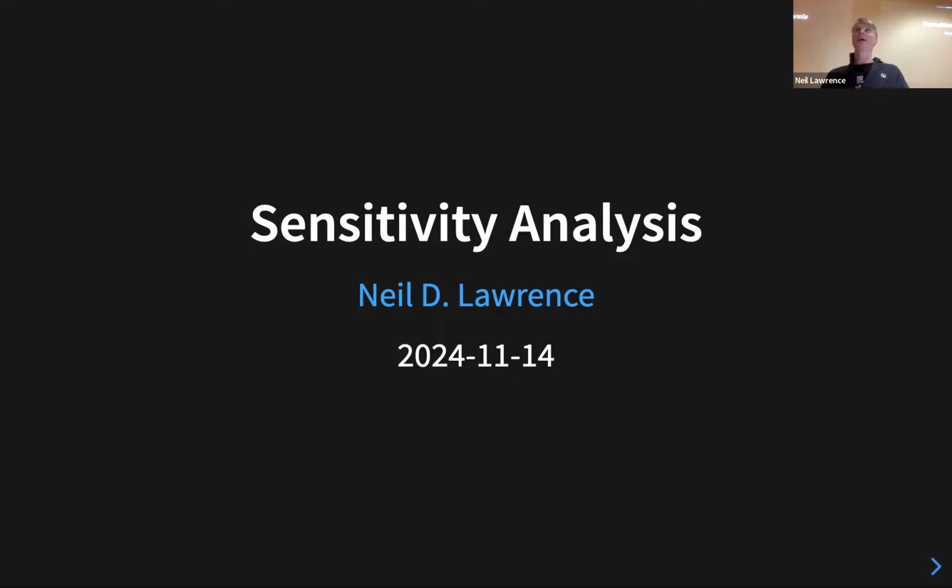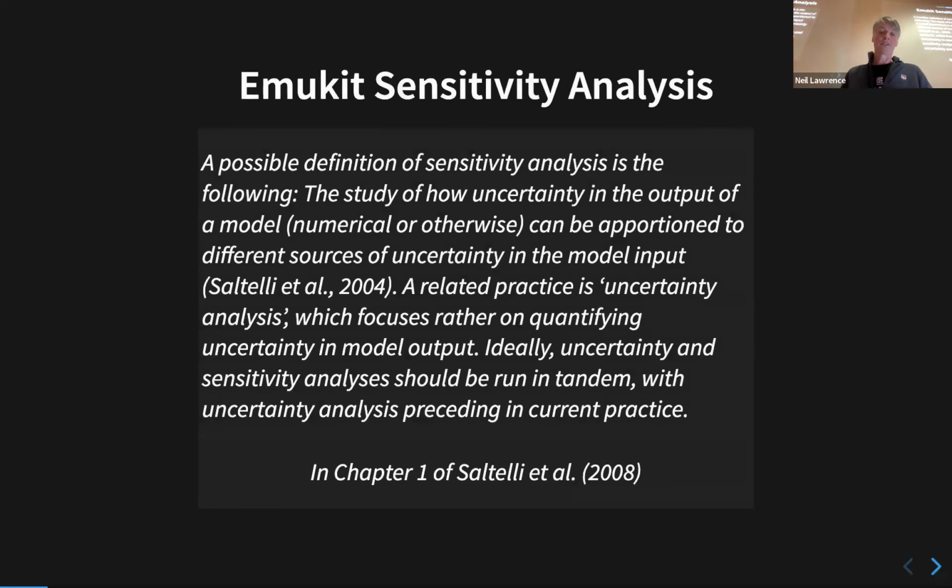Right. So today, we're going to look at one very useful, but quite straightforward approach that you might be interested in applying to a simulator, and we'll show how you make it faster through emulation, and that's sensitivity analysis. This is taken from Chapter 1 of Saltelli.